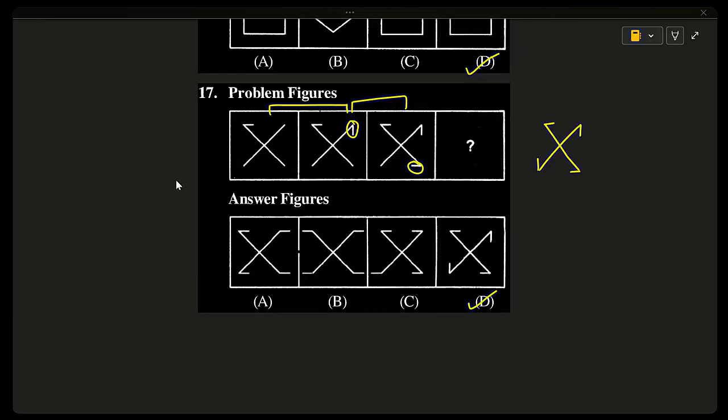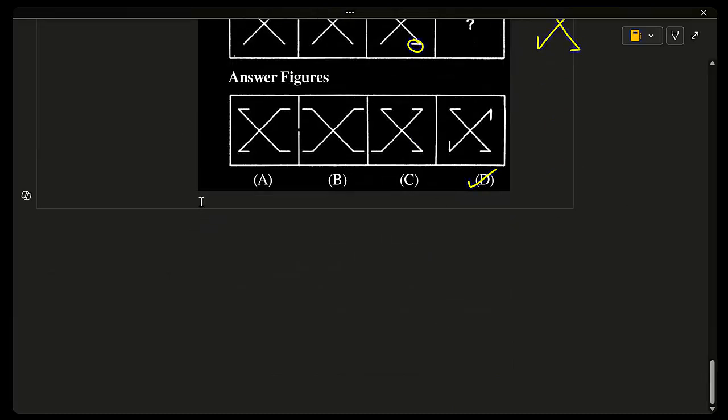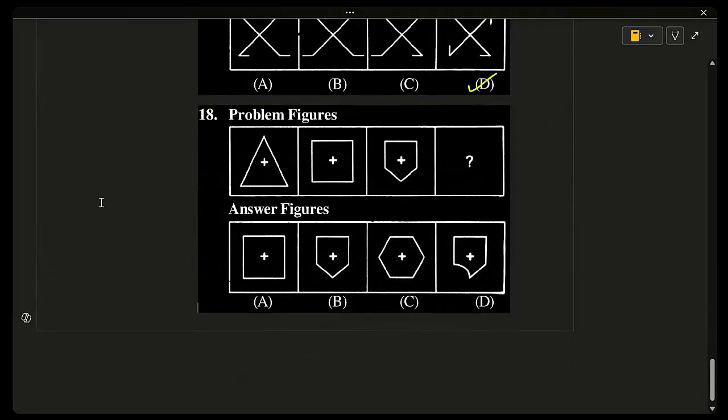18th one. The 18th question is, find the pattern they are following. First let us count the number of sides of the polygon. 3 sides, 4 sides, 5 sides. So definitely we want a 6-sided polygon, that is a hexagon. So option A is eliminated, B is eliminated, and D has a curve, so that is also eliminated. So only option C is left. Inside, the plus sign is also continued. So option C is correct.